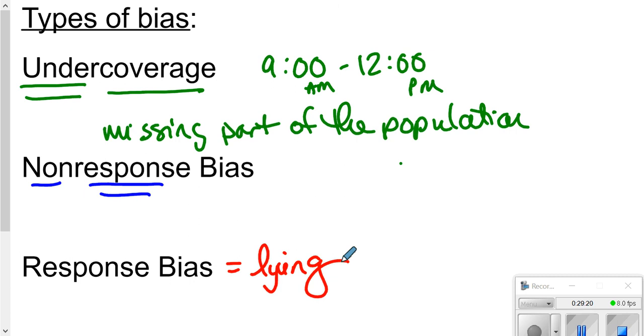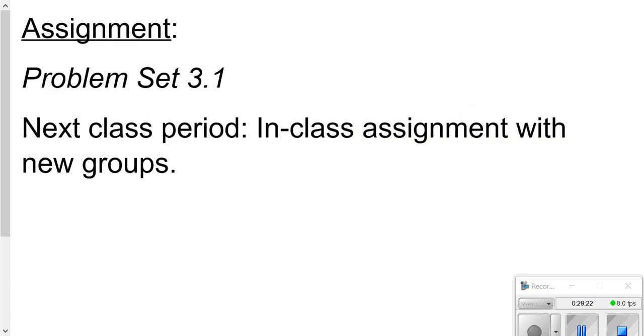And that's response bias. Your assignment is doing problem set 3.1, and next class period we'll be doing an in-class assignment. Thanks.